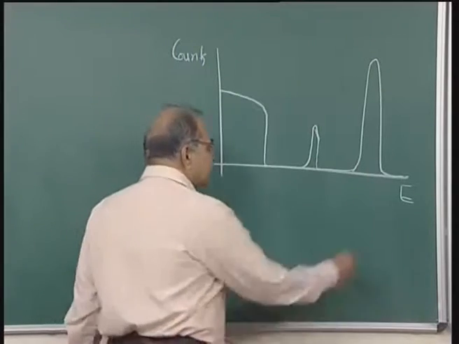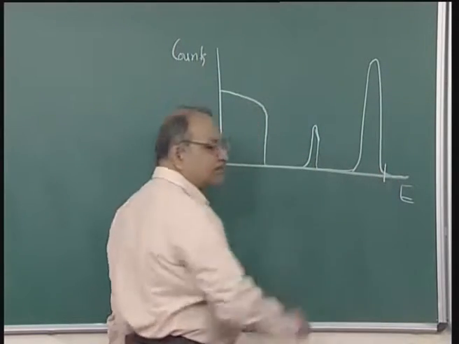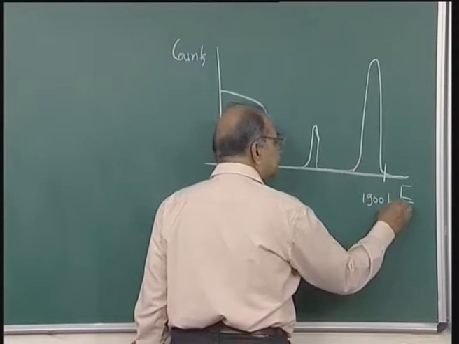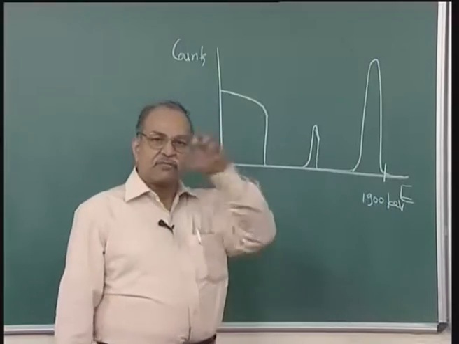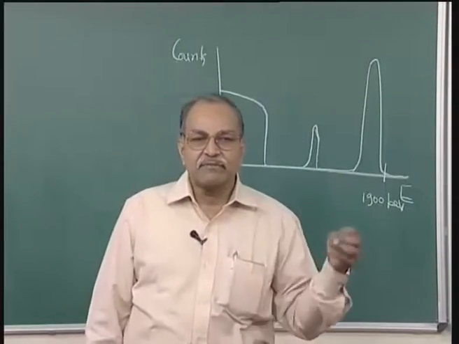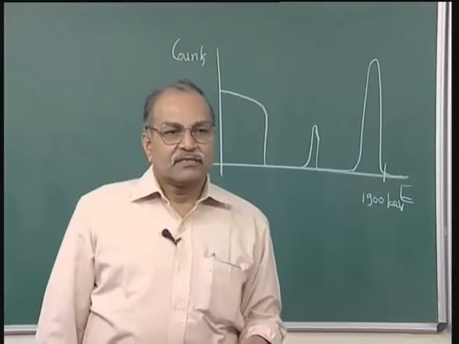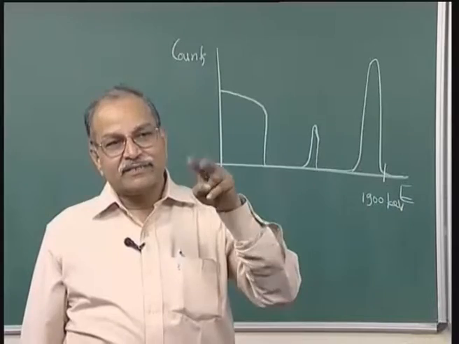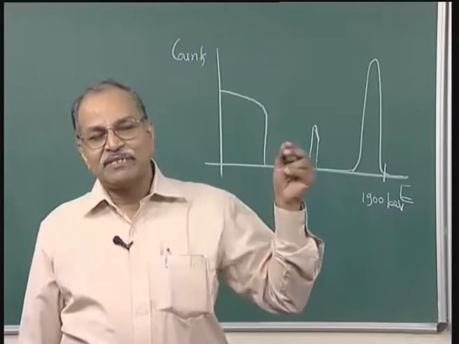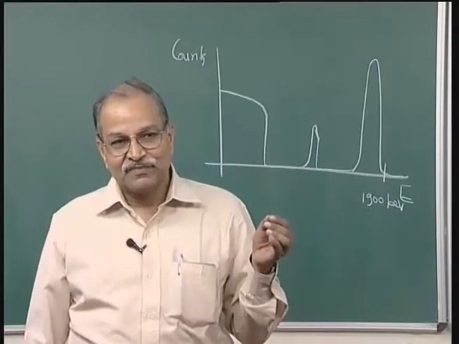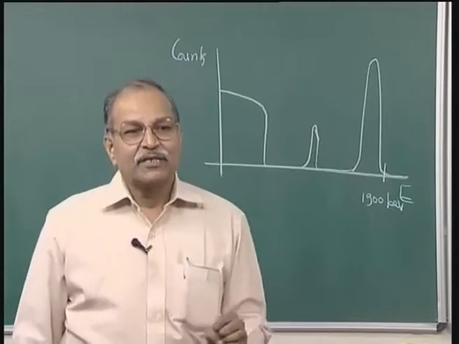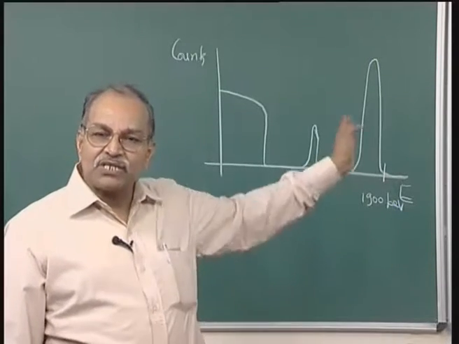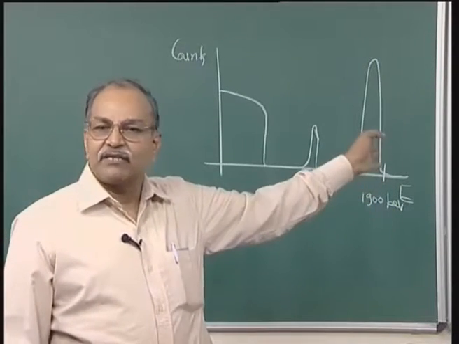Because once I know this energy, say 1900 keV, I know that different elements have different kinematical factors. Of course, if two elements are very close by in the periodic table, if you take just the next neighboring nuclei, the kinematic factor will be almost the same. So, those uncertainties will be there. But different elements do have different kinematical factors, and from this I can work out what kind of material this is.